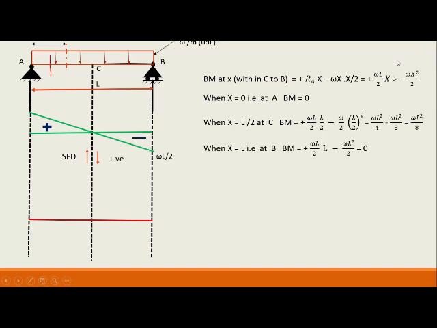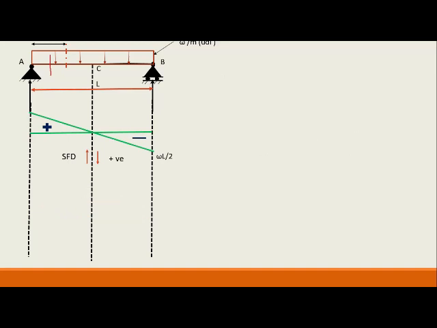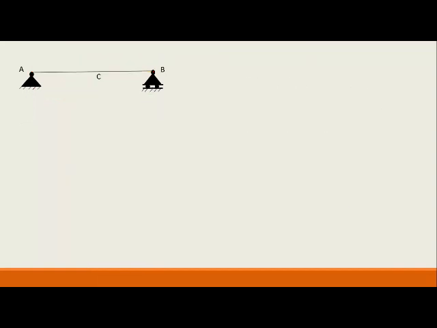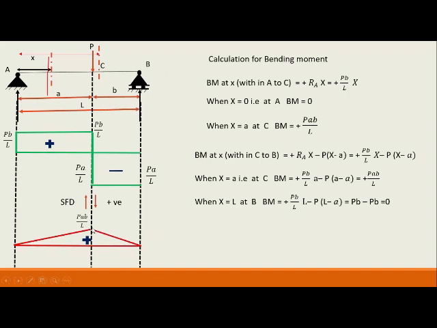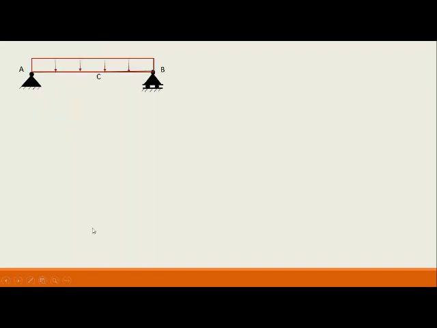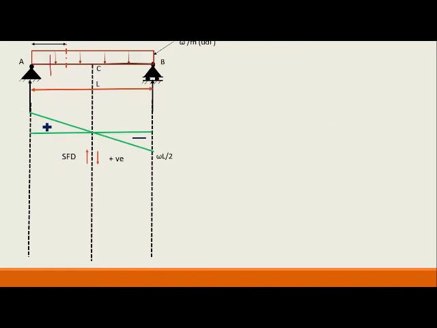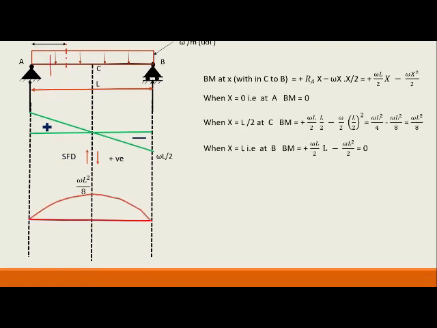The nature of the moment equation is a square parabola. It is 0 at the supports and omega L square by 8 at the center. You see here, we have joined it with a straight line. One very interesting thing you can see, even in the previous case: in the bending moment diagram, where the shear force is changing its sign or touching 0, the bending moment is taking the maximum value. Here also we can see the similar thing. So this is a very good finding.